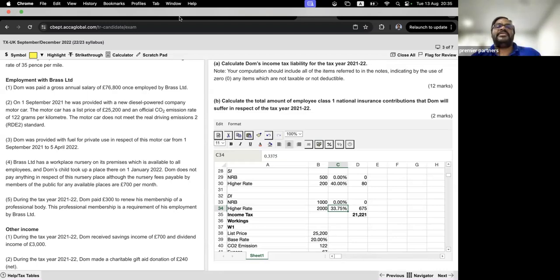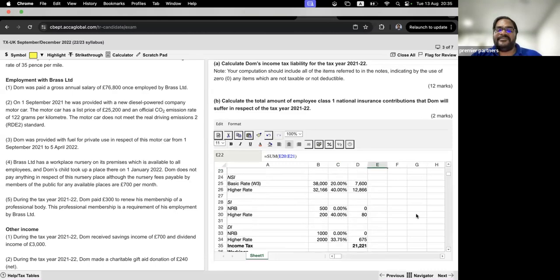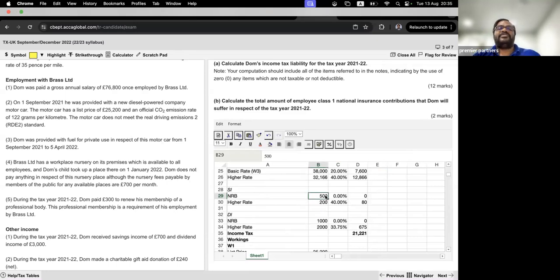Yes, savings nil rate band depends on the total taxable income. So basically, whether the taxpayer is a higher rate or an additional rate or a basic rate taxpayer. In this case, the taxable income is only 73,866. That means Dom is a higher rate taxpayer. As a result, I gave only £500 for savings income nil rate band. No, not the net income. We go based on the taxable income because what we are trying to say is depending on whether he's a basic rate taxpayer or a higher rate taxpayer or an additional rate taxpayer, only the impact will come. We are okay?